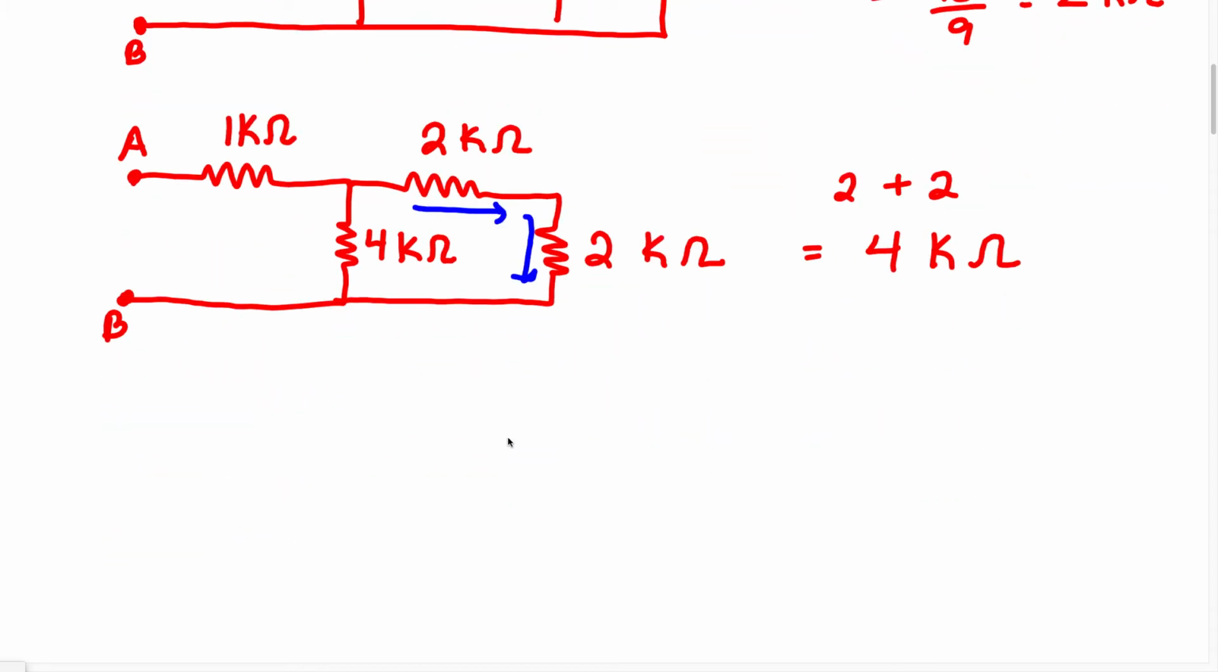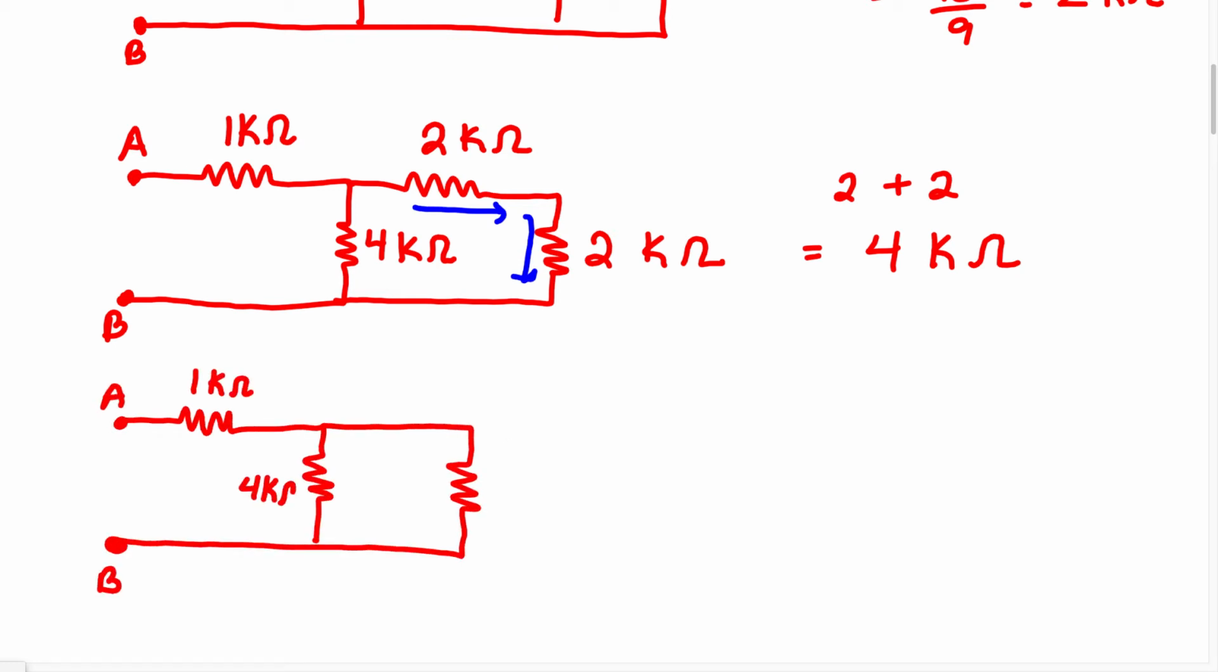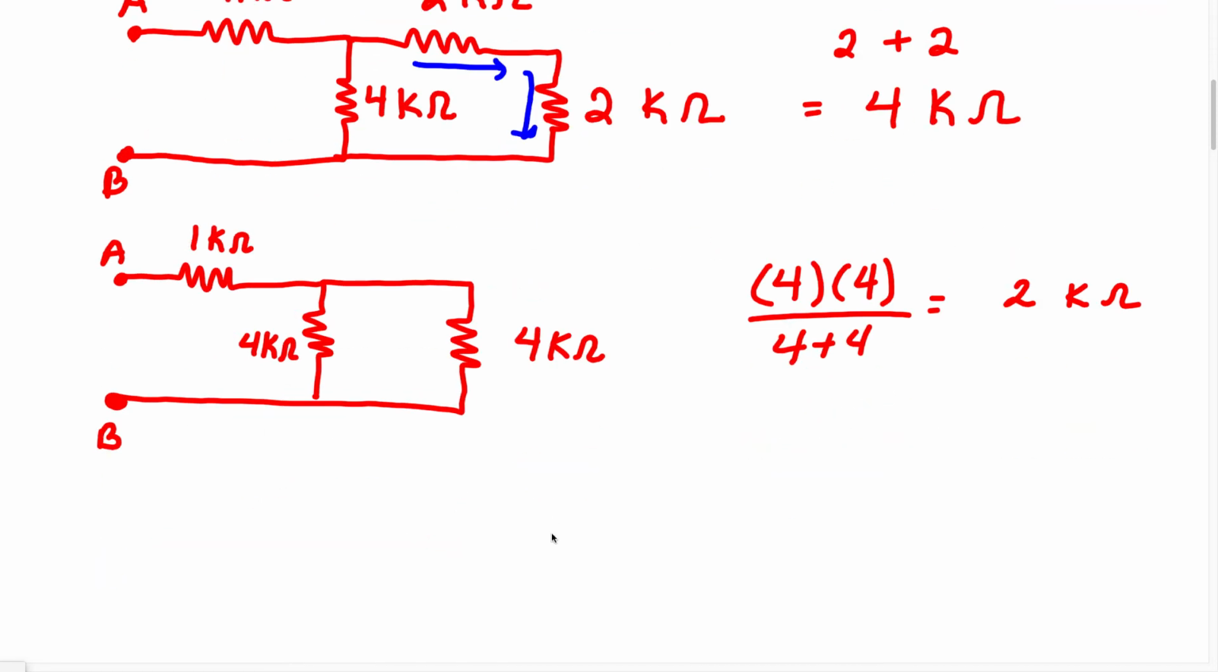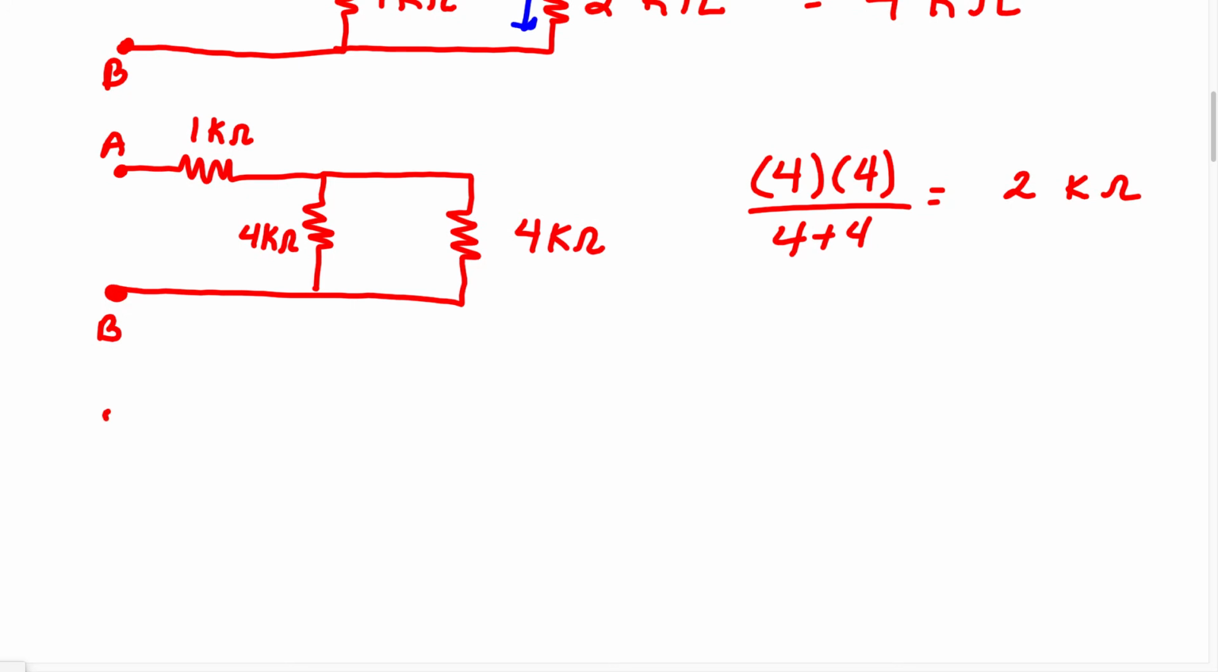All right, so now let's redraw this once again. Okay, now that we have this, we're going to look at these two resistors. We see these two resistors are going to be in parallel. So when we find the equivalent resistance of these two resistors, we're going to say 4 times 4 over 4 plus 4. That's going to give us 2 kilo ohm. So now we can redraw this circuit once again. So it can look like this.